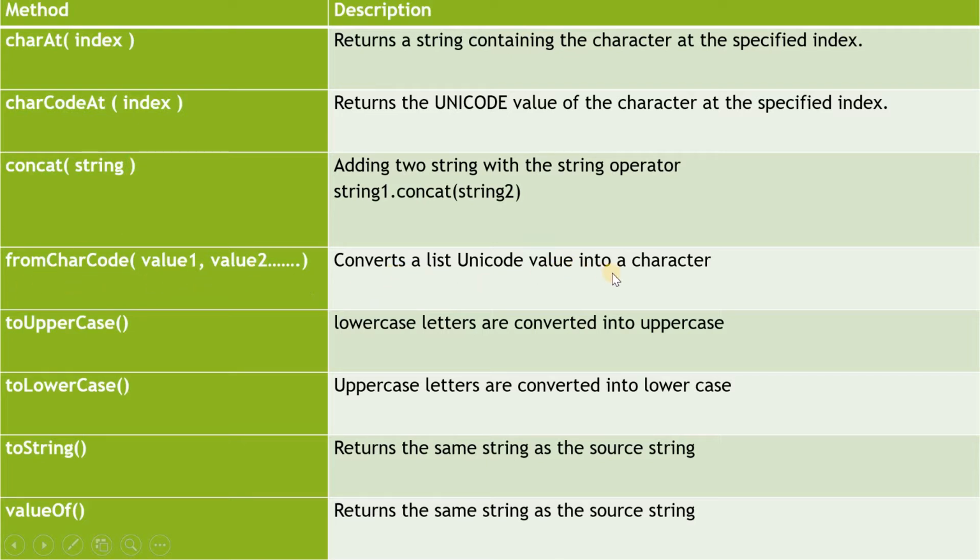fromCharCode(value1, value2) converts the list of Unicode values into characters. toUpperCase is used to convert lowercase into uppercase. toLowerCase is used to convert uppercase into lowercase. toString is used to return the same string as the source string. valueOf is used to return the same string as the source string.